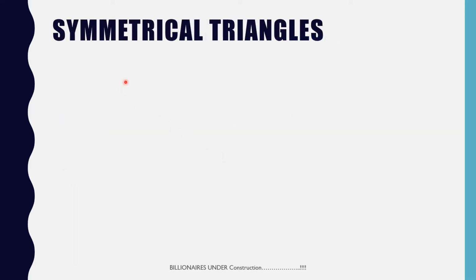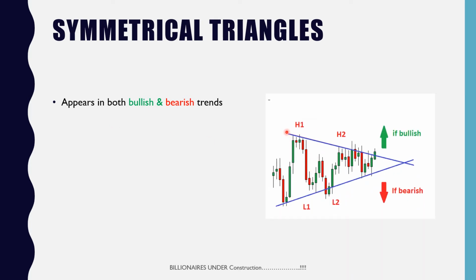So the first one is symmetrical triangles, and as I have mentioned here, these kinds of patterns can appear in both bullish and bearish trends. This is an example. Basically two trend lines are drawn here. The first one is drawn by joining the lower highs happening on the chart, and the second one is drawn by joining the higher lows appearing on the chart. This is the point of intersection. This line is called a level of resistance, and this comes out to be a level of support.